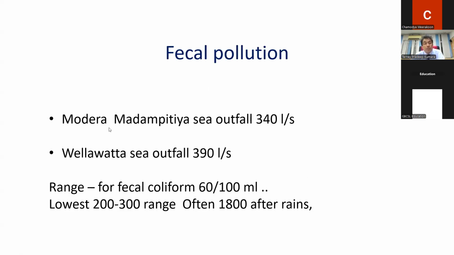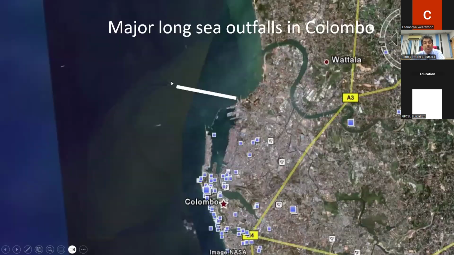Look at this, some stats from Colombo, right? In Colombo we have two major sea outfalls. They pump untreated sewage. In Madampitiya, the flow rate is about 340 liters per second. Vellavatta is about 390 liters per second, right? This can even be seen from Google imagery, the sewage outflow of Colombo.